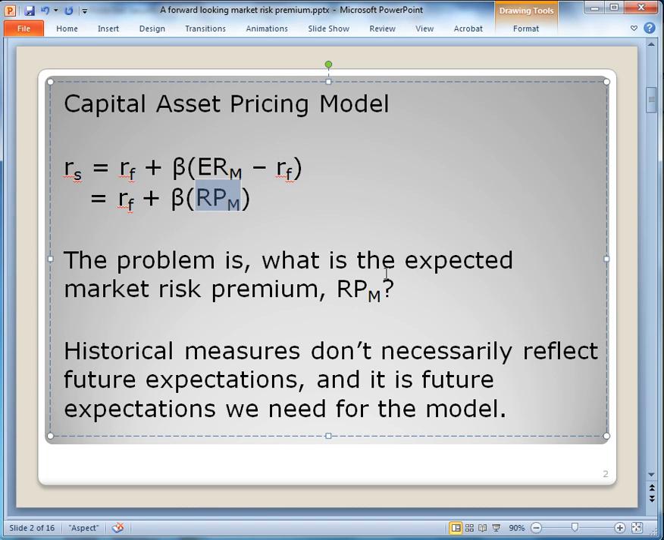So if you were using CAPM for an individual stock, you would take the risk-free rate, say the Treasury bill rate, plus the beta that you estimate for the stock multiplied by that 6.75% to get the required return on the stock.